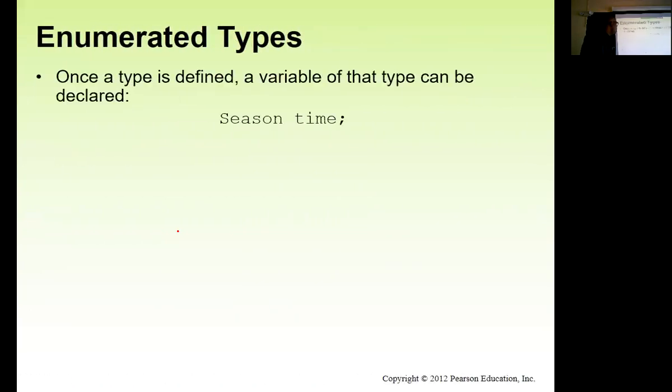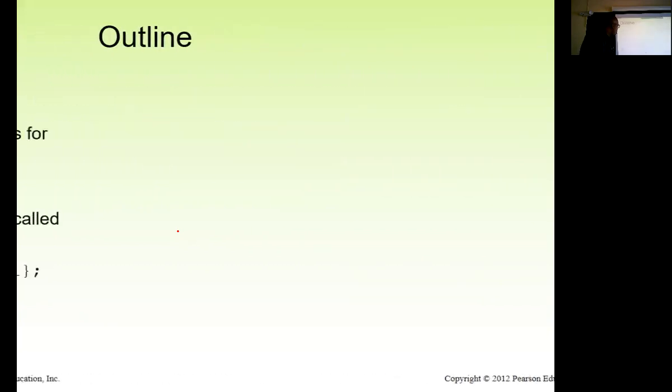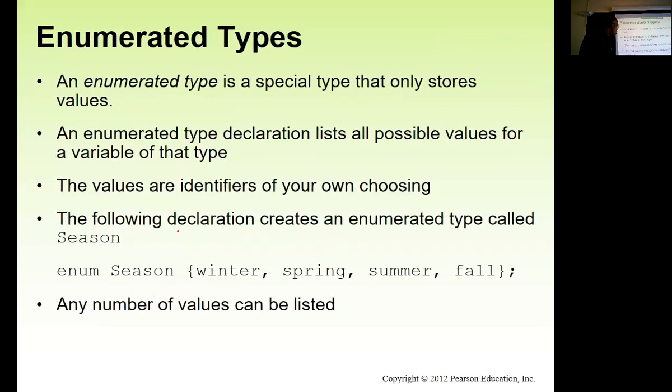So once a type is defined, a variable of that type can be declared. For example, we define the type by using enum Season and putting spring, summer, autumn, winter, or fall. And then we can say Season, which is the name of the enumerated type, and time, and that creates an object reference. And then now we can assign a value, right? Notice the only values that can be assigned to time are those that fall into the list of winter, spring, summer, and fall. Those are the only possibilities, right?